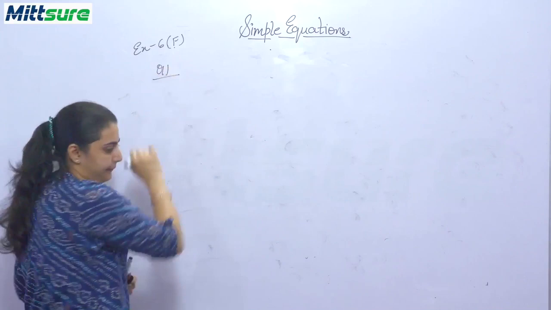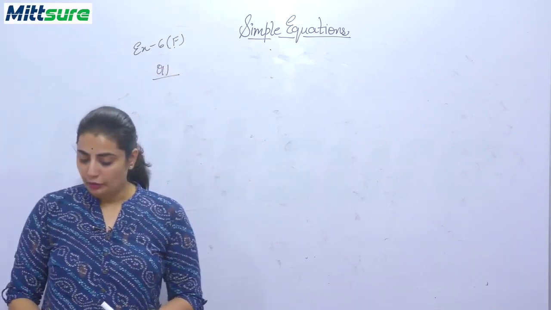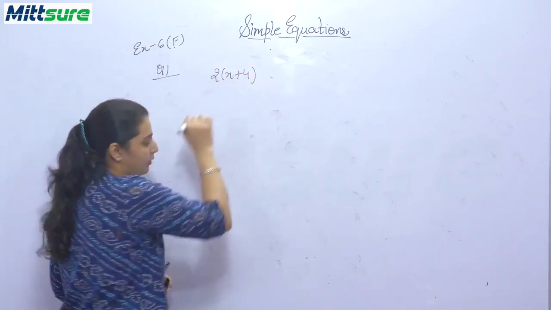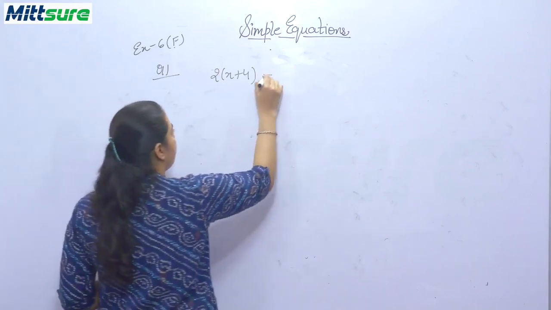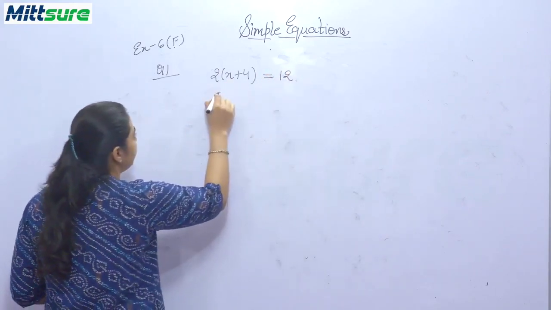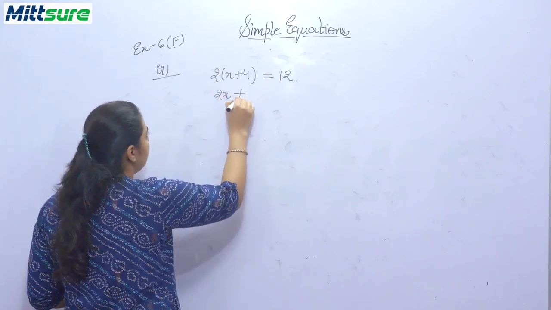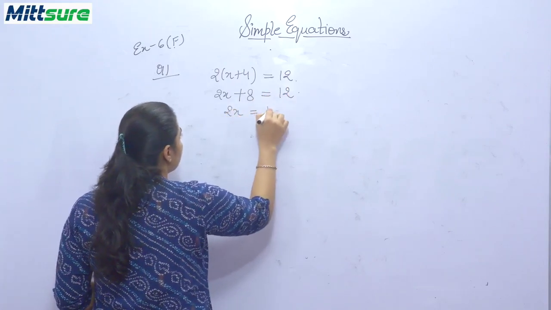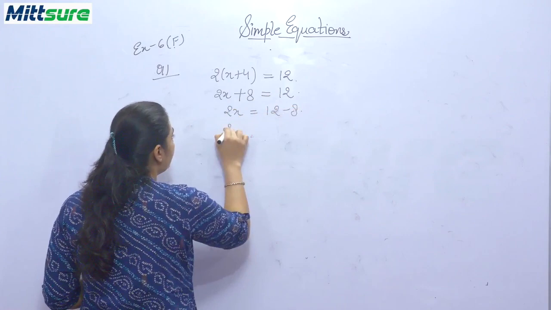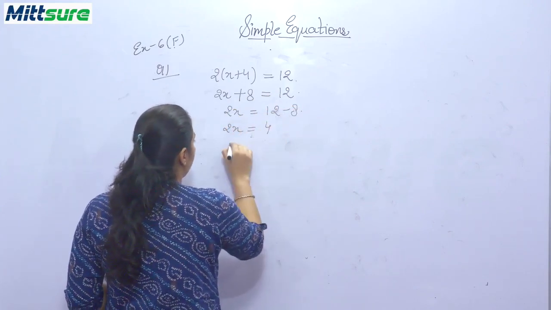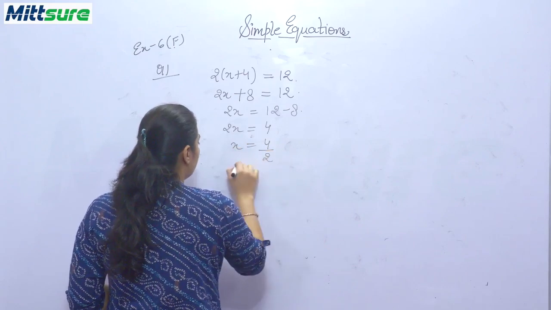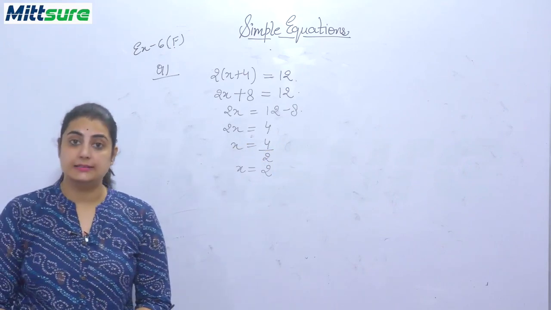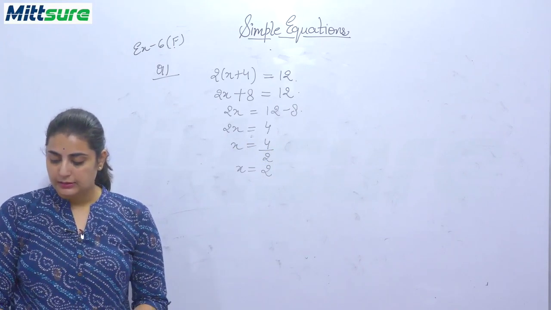Question number 1. Now you have to find the value of x in 2x plus 4 equals 12. So 2 multiplied by x is 2x, plus 2 4s are 8, equals 12. 2x equals 12 minus 8. 2x equals 4. x is equal to 4 upon 2, that is, the value of x is 2. So let us see whether it is in the options or not. Yes, it is there. It is option C.